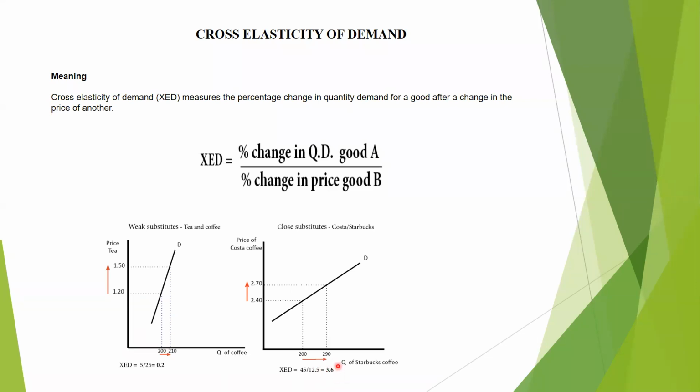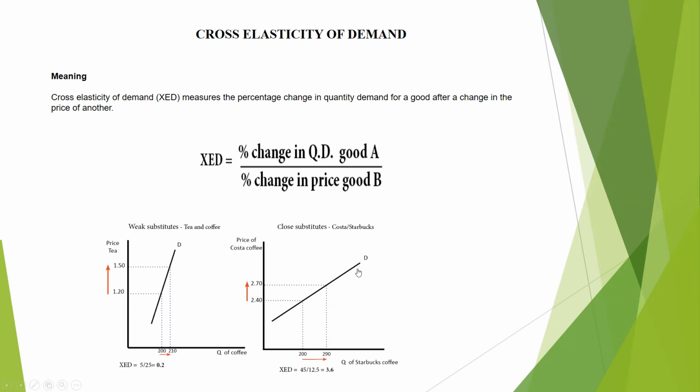Why? What is the reason? The elasticity is greater than 1, sir. Here the answer is 3.6. And what is the slope of this demand line? Flatter, more flatter. What is the slope? Upward sloping demand curve.